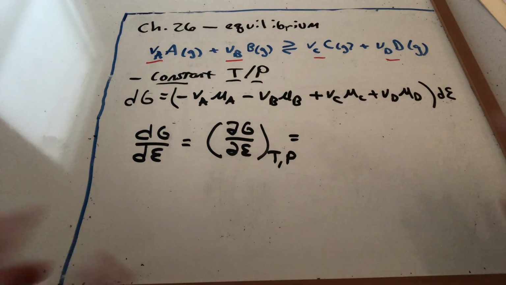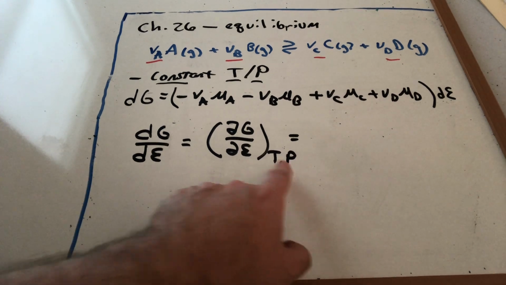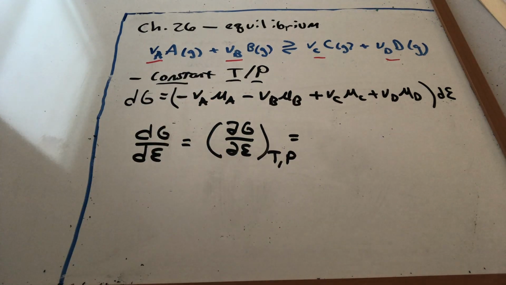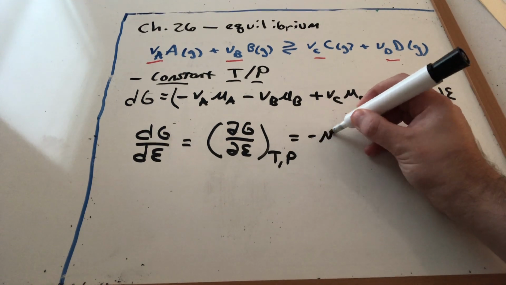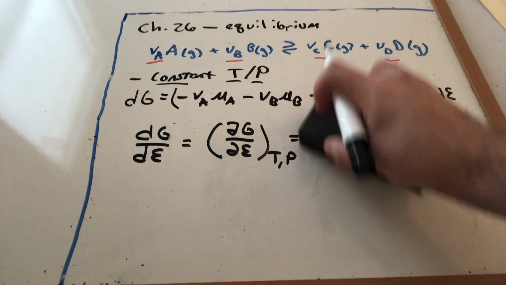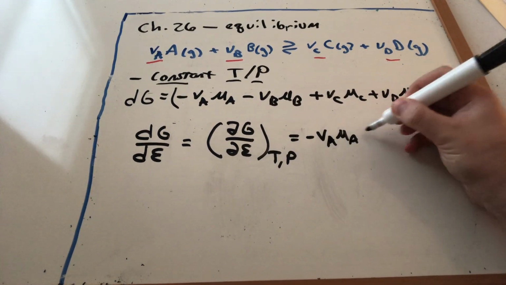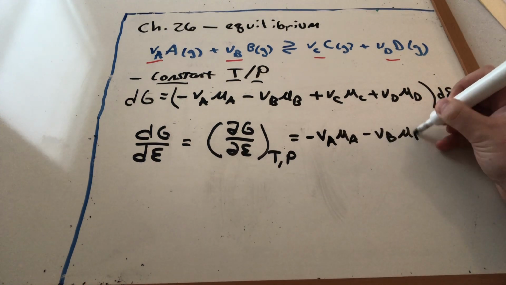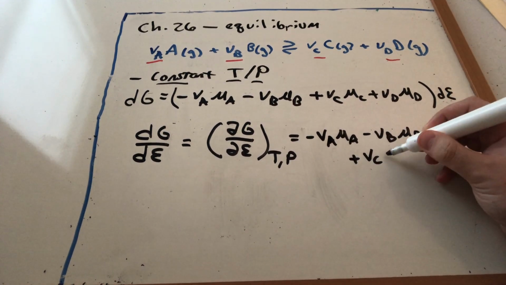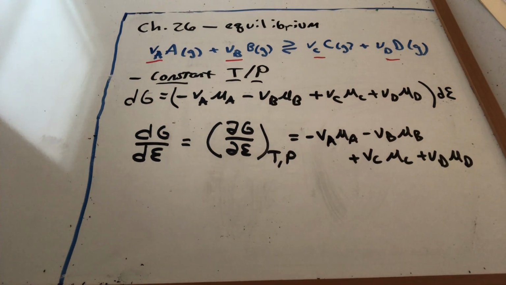So the right-hand side doesn't change except for the d epsilon is brought here, and then we note down what's being held constant, so it looks like a partial derivative now. I can rewrite it again: minus VA mu A minus VB mu B plus VC mu C plus VD mu D. Now, importantly, we can start to think about what this actually means.